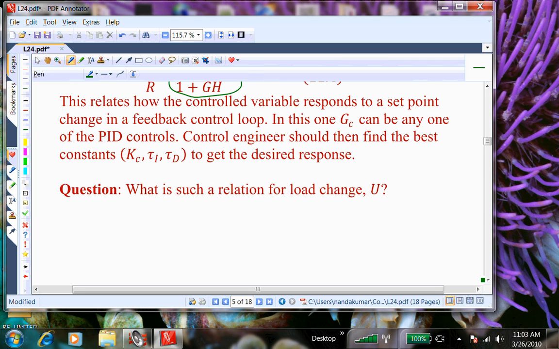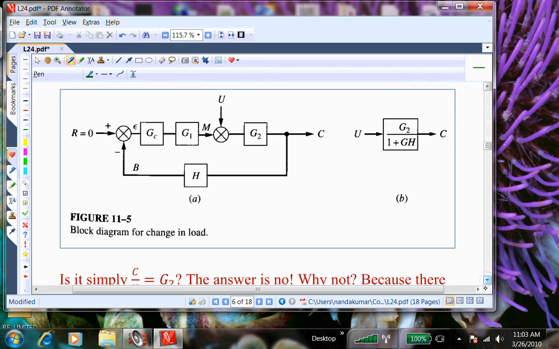So the next question is, what is the relation for a load change U? I've given you the answer there, you should have hidden it. Apply that rule and see whether it is consistent. If I want the relationship between C and U, the output to the input, I'm going to set R equal to 0. There is no set point change, so only measurement noise, and I want to see how the system responds due to the measurement noise in the presence of this controller action.